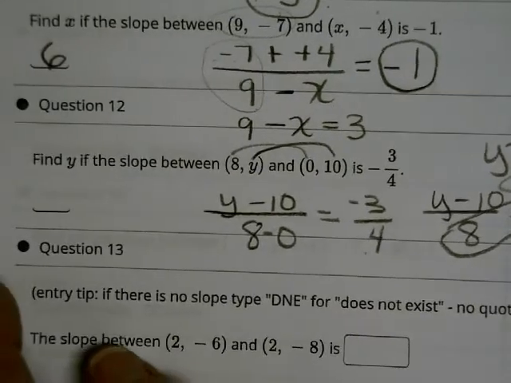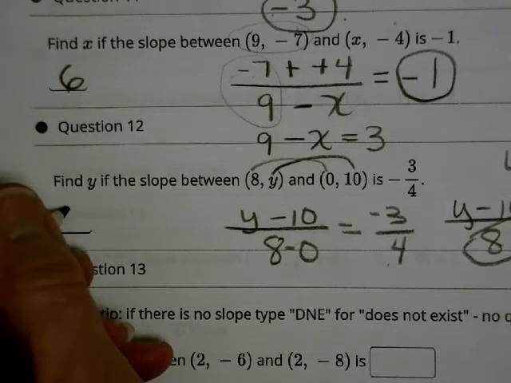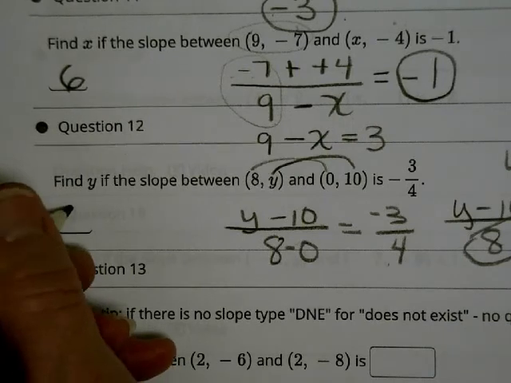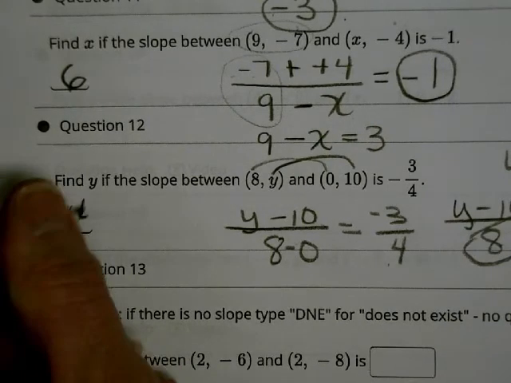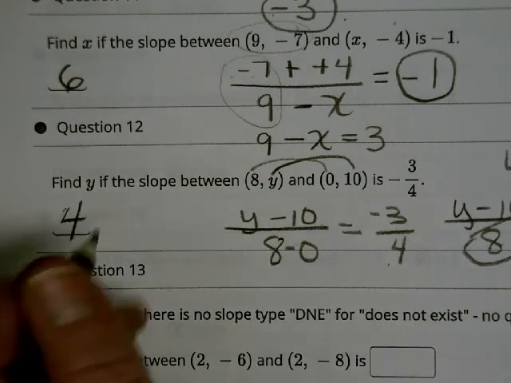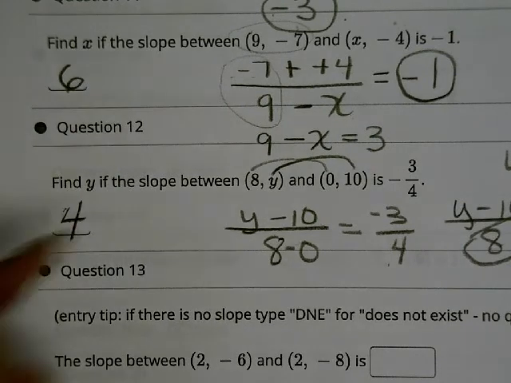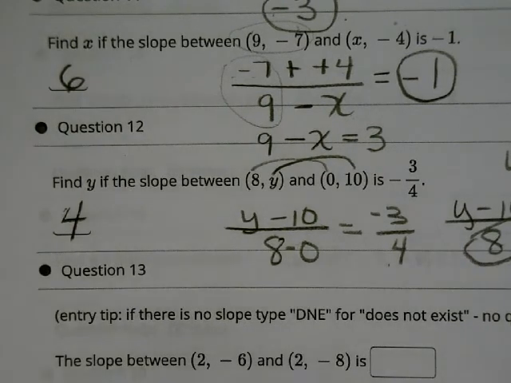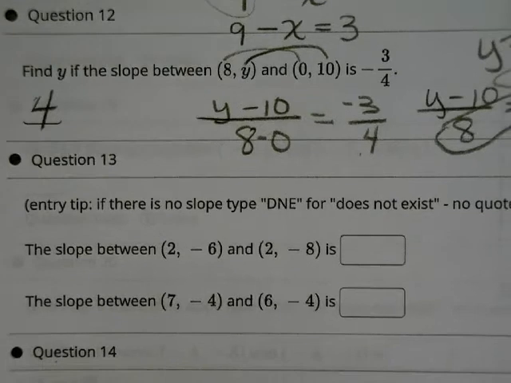Because you want to be able to find a missing value of an ordered pair. Now, there is another way. You can draw the graph and all that, but if you don't want to draw the graph, you got to use algebra. It's one or the other.